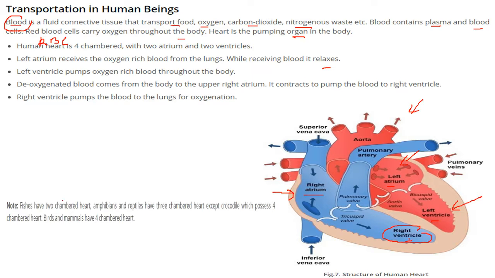If you take the example of fish, they have a 2-chambered heart. Amphibians and reptiles have a 3-chambered heart. Crocodile, because it is a reptile, but still it has a 4-chambered heart. If you talk about birds and mammals, they have a 4-chambered heart.